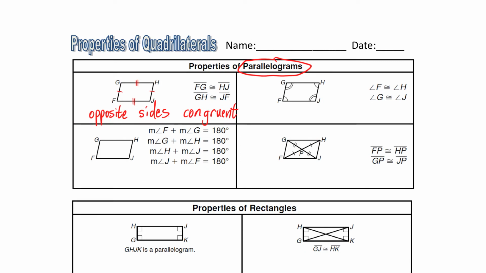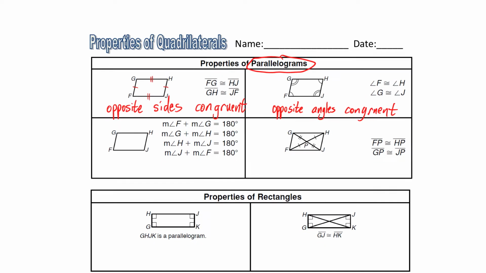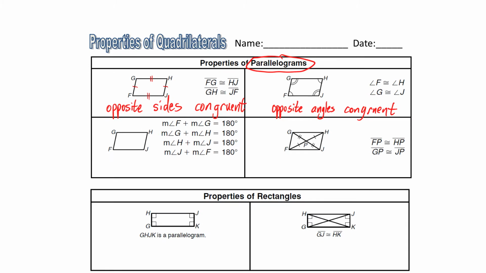What do you think that second one there is talking about? Opposite angles are congruent. Okay. Opposite angles are congruent. So like F and H are congruent to each other, G and J are congruent to each other. Okay, what is this third one talking about? What does it say? Each angle adds up to 180.